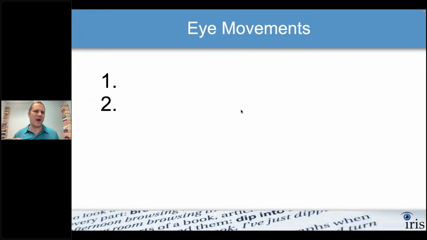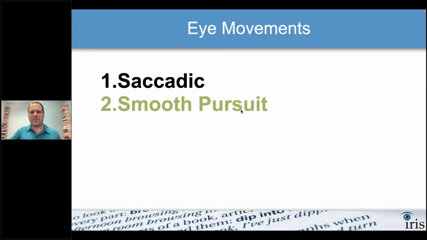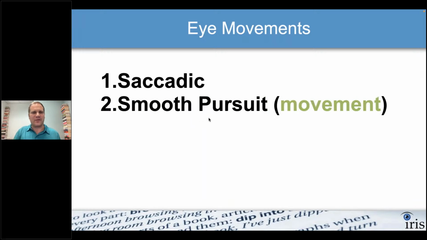There are two types of eye movements that all human beings have. One is called a saccadic eye movement, and the other is called a smooth pursuit. Okay, let me explain the difference between saccadic and smooth pursuit. The smooth pursuit eye movement happens when things are moving around. So if you're looking out the window and you're tracking a car driving down the road, your eyes would move in a smooth pursuit because that eye movement is triggered by movement.